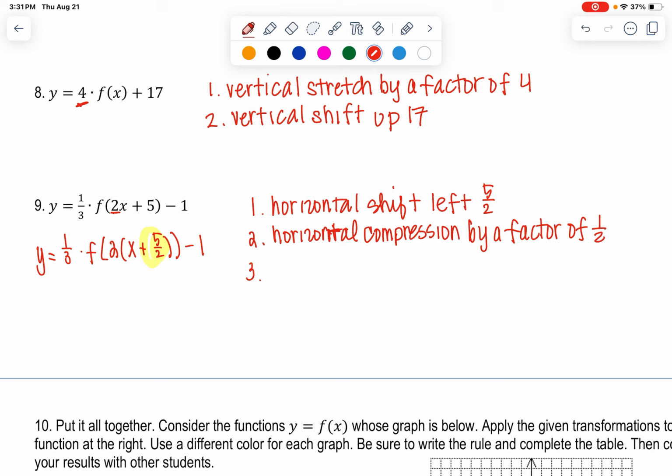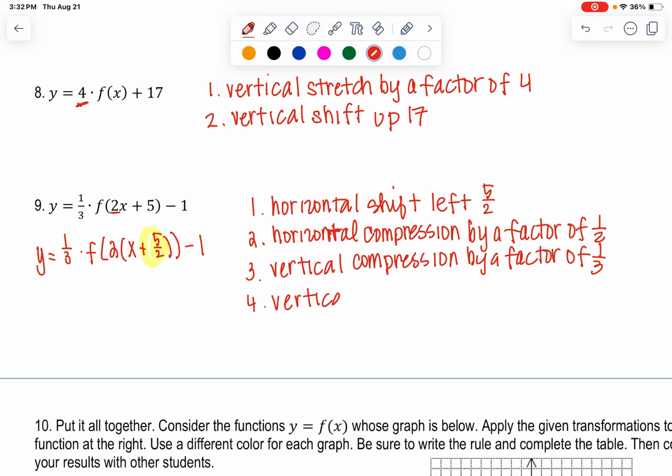All right, and then for the third one, so I did H, B, now we're on to A. The A value is 1/3. So we have a vertical compression by a factor of 1/3. Now you might be saying, why isn't it 3? We do that for horizontal compression and stretches. For vertical compression and stretches, that is the factor. Okay, and then lastly, we have the vertical shift down 1.